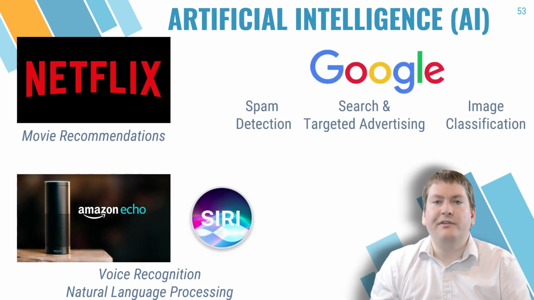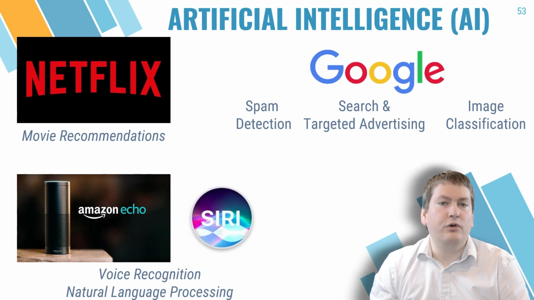Google also makes heavy use of machine learning in its products, for example, spam detection for Gmail, in search and in targeted advertising, and in image classification or recognition for things like Google Image Search.